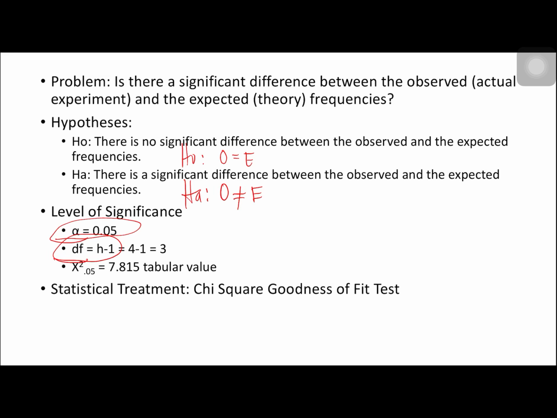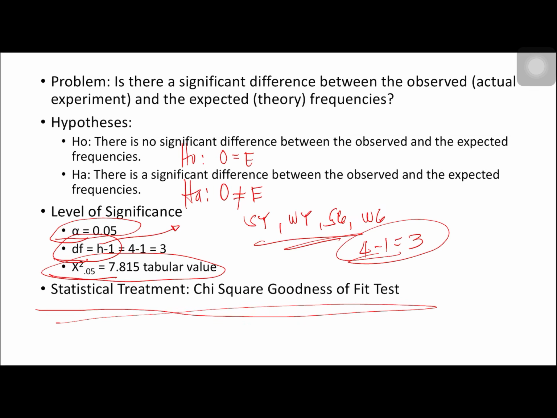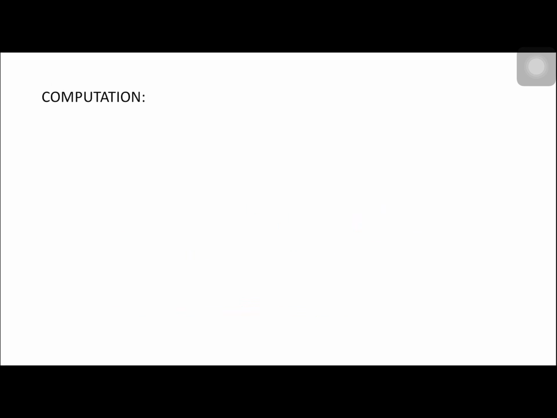For the degrees of freedom, we have k minus 1, where k is the number of groups. In our problem, we are given smooth yellow, wrinkled yellow, smooth green, and wrinkled green. So all in all, we have 4. Then 4 minus 1, we have 3. So our chi-square critical value at 0.05, based on our table, is 7.815. For the statistical treatment, we will be using the chi-square goodness of fit test.